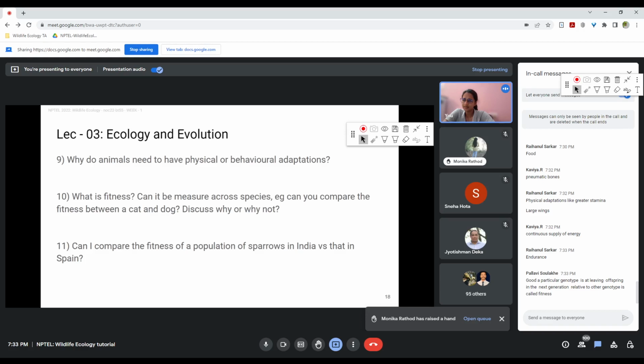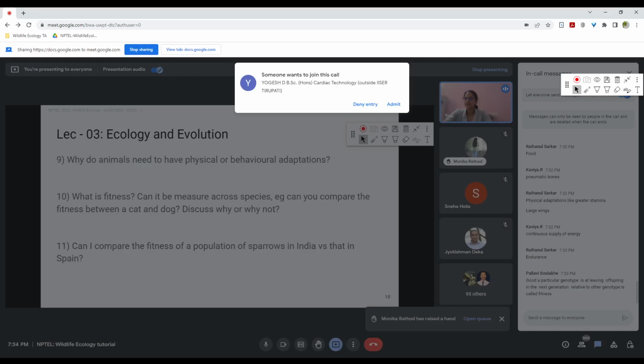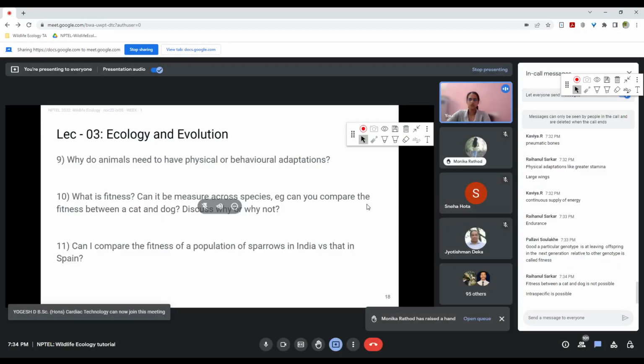So Pallavi has written a good answer: how good a particular genotype is at leaving offspring in the next generation relative to the other genotype is called fitness. All right. Yeah, correct. So propagation of genes. Sure. Fitness between a cat and dog is not possible. All right. Intraspecific is possible. Could you maybe describe what is intraspecific for those who might not know? Anyone can take this?